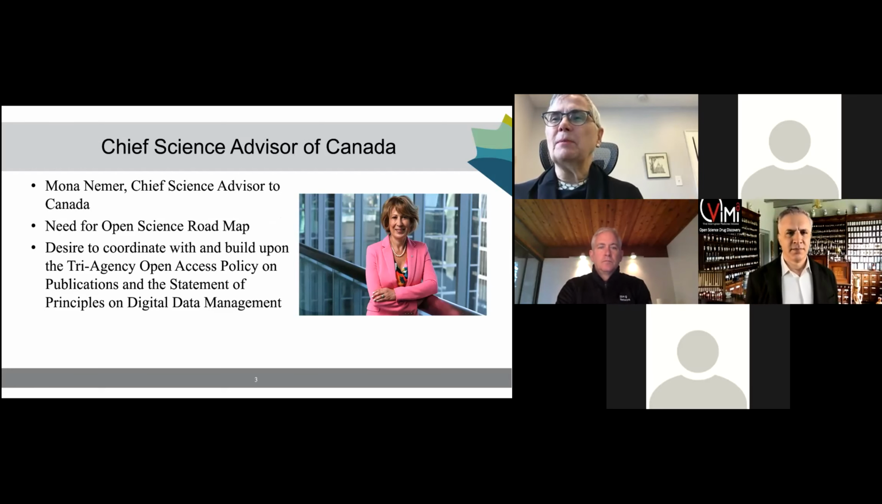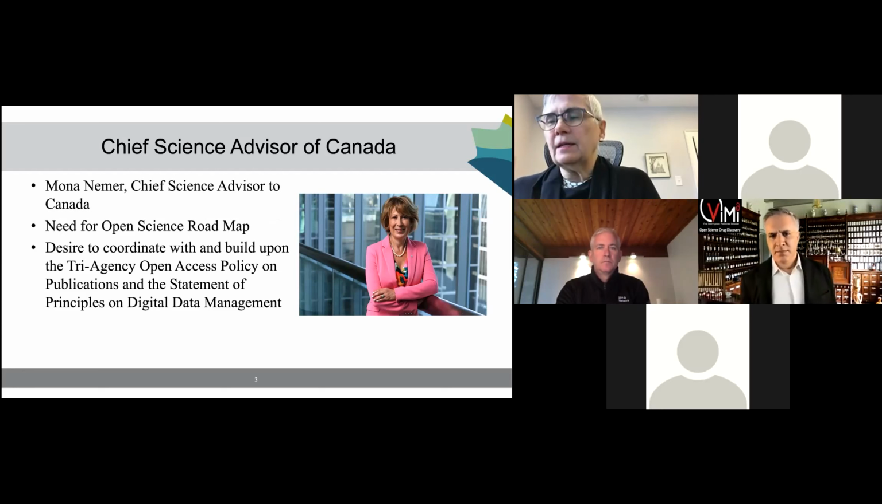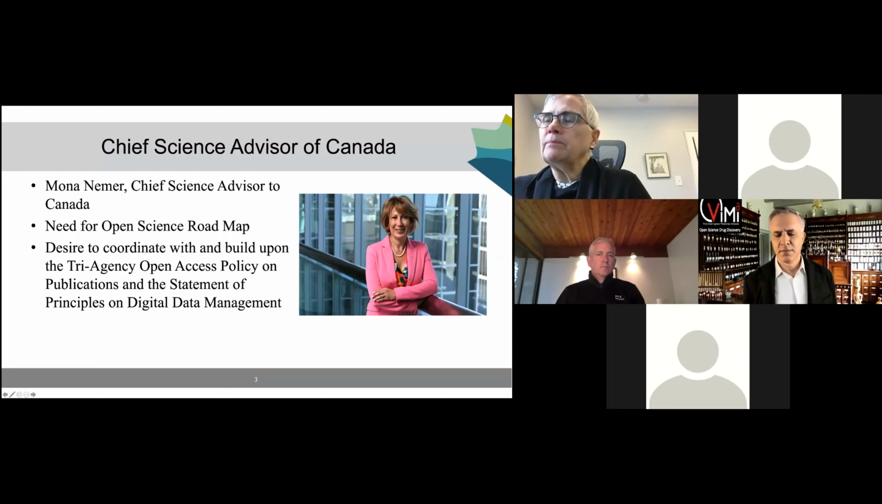So I think most of you are probably aware of Mona Nemer, who became the Chief Science Advisor to Canada in 2017. And then this October just past was renewed for a new mandate. She felt strongly that her office should shepherd the process for developing an open science roadmap. She also felt that it was very important that the government not work within a government silo or bubble, but that the government actually collaborate and coordinate with the larger research and academic communities in Canada. So there was this desire to coordinate with, but also build upon the work that the Tri-Agency Open Access Policy on Publications and the Statement on the Principles of Digital Data Management that had been made in the preceding years.